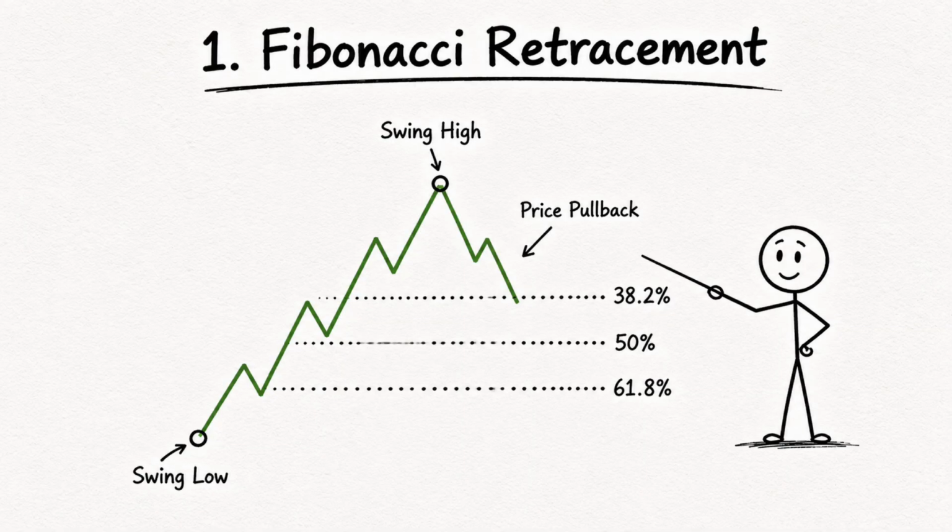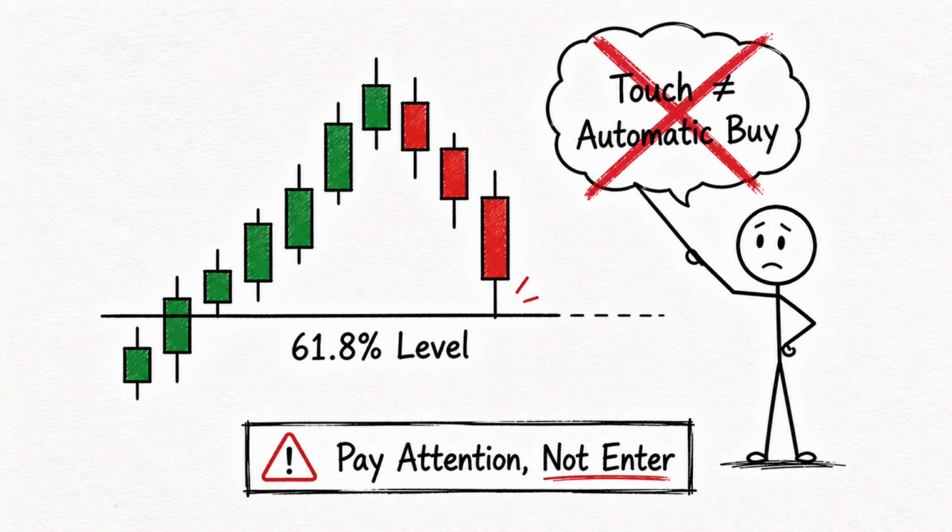1. Fibonacci Retracement. Let's start with one of the most popular tools in technical analysis, Fibonacci Retracement. The idea is simple. Price makes a strong move, then it pulls back. Fibonacci helps you identify potential areas where that pullback could react. The commonly watched levels are 38.2%, 50%, and 61.8%. But here's the mistake. Price touching 61.8% does not mean you should automatically buy. Fibonacci tells you, pay attention here. It doesn't tell you, enter now.